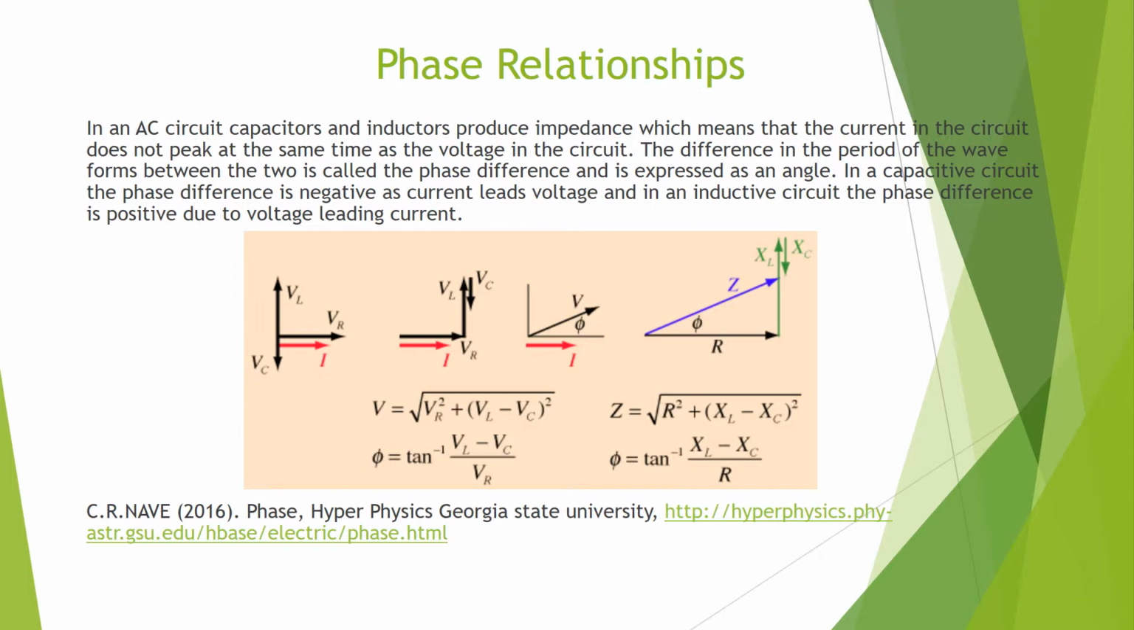Phase relationships. In an AC circuit, capacitors and inductors produce impedance, which means that the current in the circuit does not peak at the same time as the voltage in the circuit. The difference in the period of the waveforms between these two is called the phase difference and is expressed as an angle. In a capacitive circuit, the phase difference is negative as current leads voltage, and in an inductive circuit, the phase difference is positive due to voltage leading current. In the image below, you can see the voltage and current represented in the angles as well as the impedance and reactance. And the formulas below that are the polar forms of voltage, impedance, and the angle.